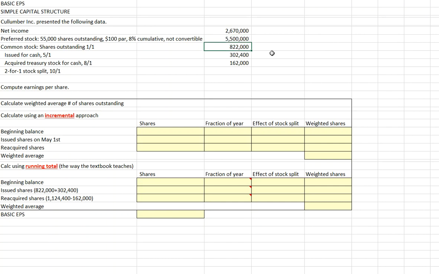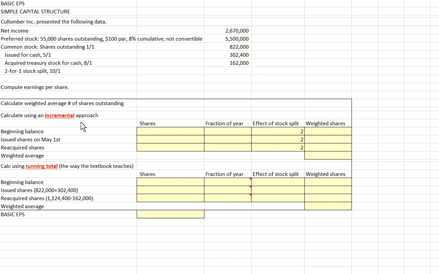They've got 822,000 shares of common stock outstanding. They issued common stock on May 1st. They acquired treasury shares on August 1st. And they had a 2-for-1 stock split on November 1st. The first thing we have to keep in mind with respect to stock splits or stock dividends is we assume they're effective at the first of the year. So when we calculate our weighted average shares outstanding, we'll multiply our shares by 2 to show that effect for the stock split at the beginning of the year.